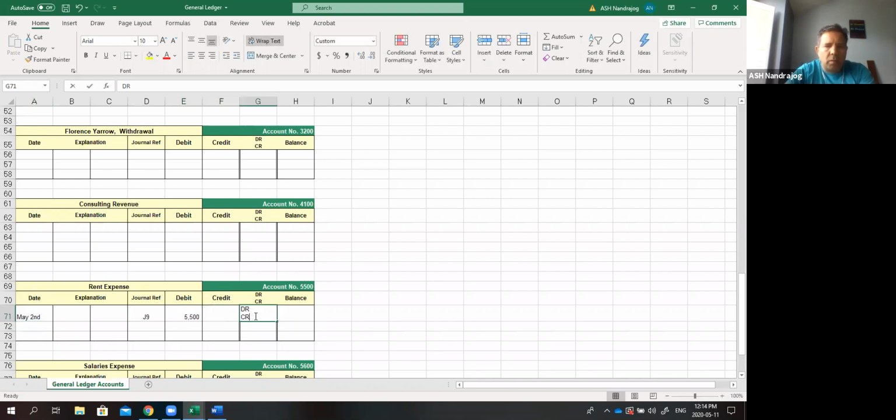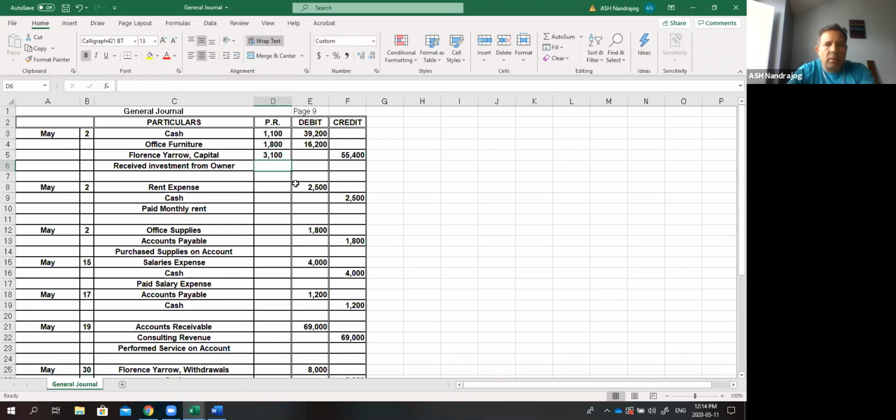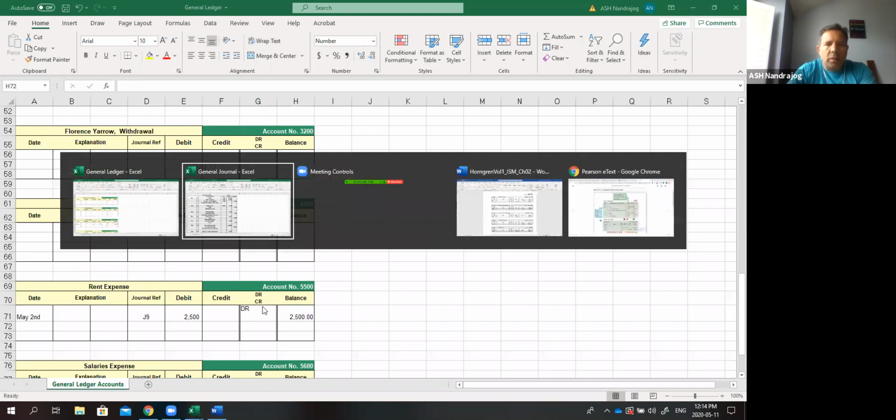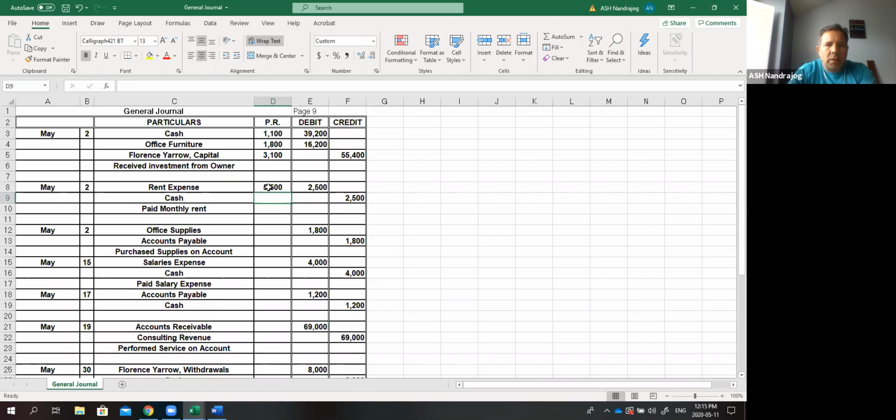Okay, so that amount is 5,500. So we can go back to the journal and say this went to account number 5,500. Oh, so the amount for the rent expense was 2,500. I'm sorry, so let's correct it. It should be 2,500. The account number is 5,500. My bad. All right, so there you go. So this shouldn't have a comma here. Just read it like 5500. Let me just fix it.